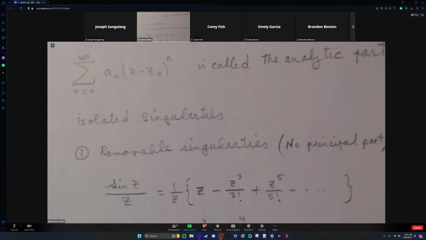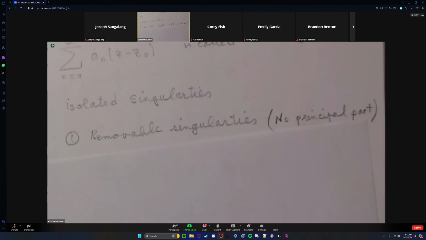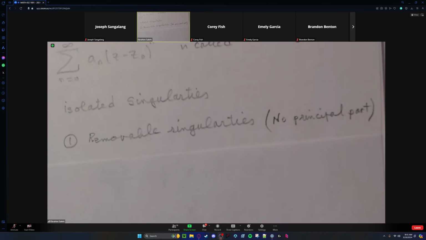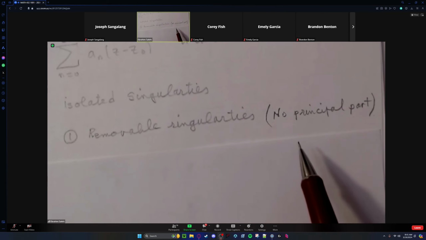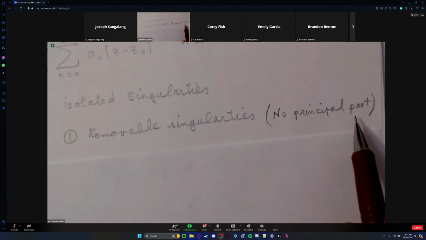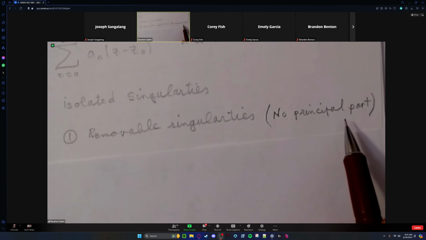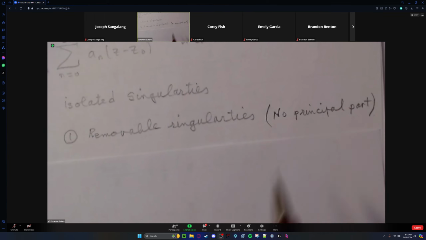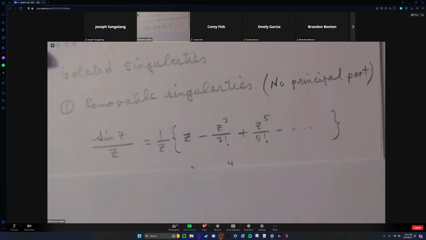Starting with the removable singularities, and that is when, after writing the Laurent series, you don't have any principal part, no negative exponents of z minus z naught, right? That is called removable singularity. And I gave you this example, sine z over z.